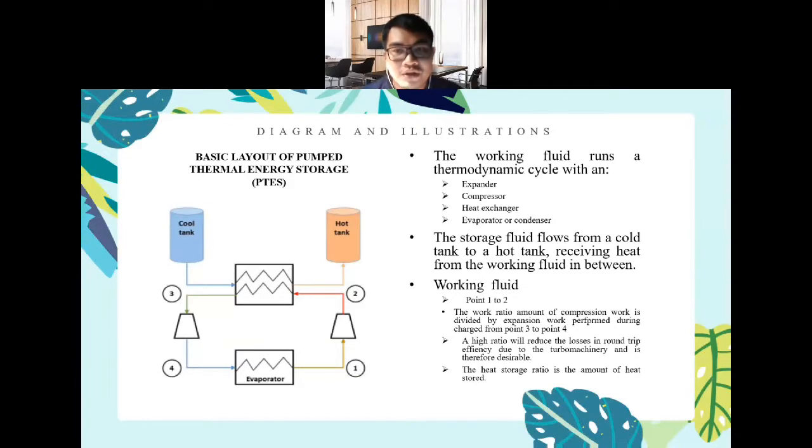A high ratio will reduce the losses in round trip efficiency due to the turbomachinery and is therefore desirable. The heat storage ratio is the amount of heat stored.